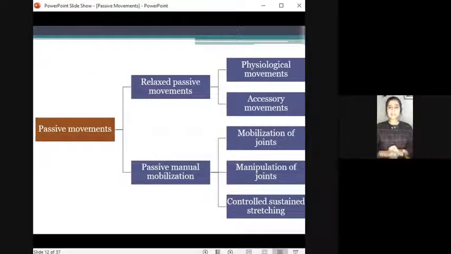Now we'll study the classification of the passive movement. Passive movement is divided into 2 categories. The first one is the relaxed passive movement, which is divided into 2 categories, physiological movement and the accessory movement. The second category is the passive manual mobilization, which is further divided into 3 types: mobilization of joint, manipulation of joint, and the controlled sustained stretching.